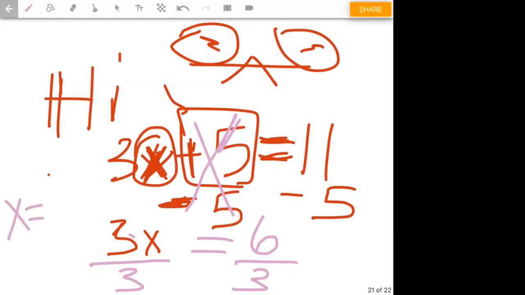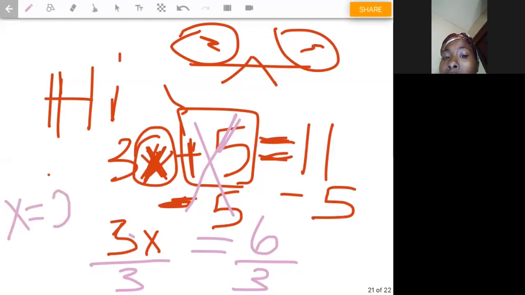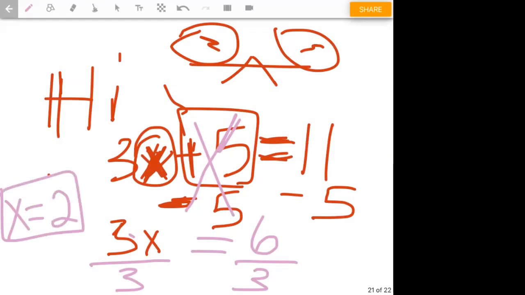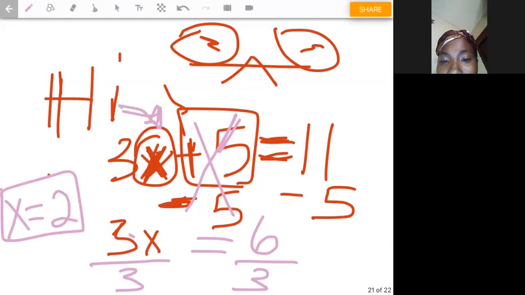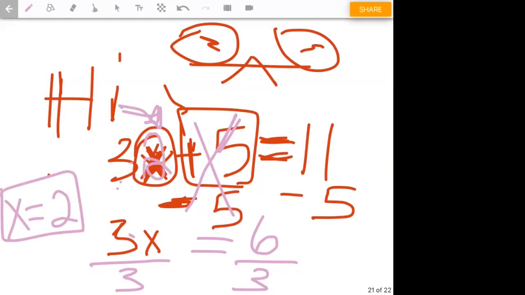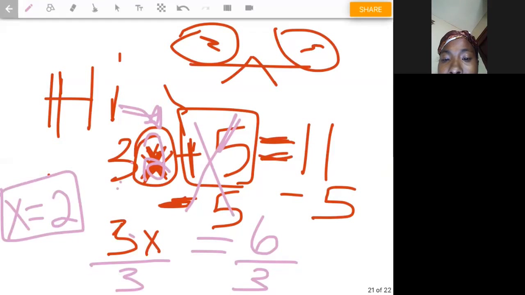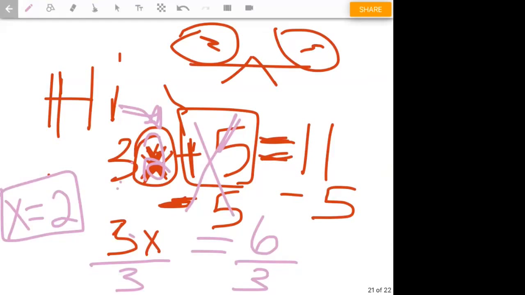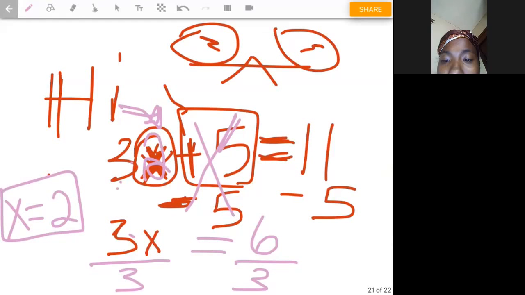And then 6 divided by 3. It's going to be 2. Answer is equals 2. Okay. Yep. Because now we want to check to see if you're right. We're going to go back and put in 2 for x. So 3 times, now x we're saying is 2. 3 times 2 is what? 6. 6, good. And now +5 is equal to 11. So see, it worked.